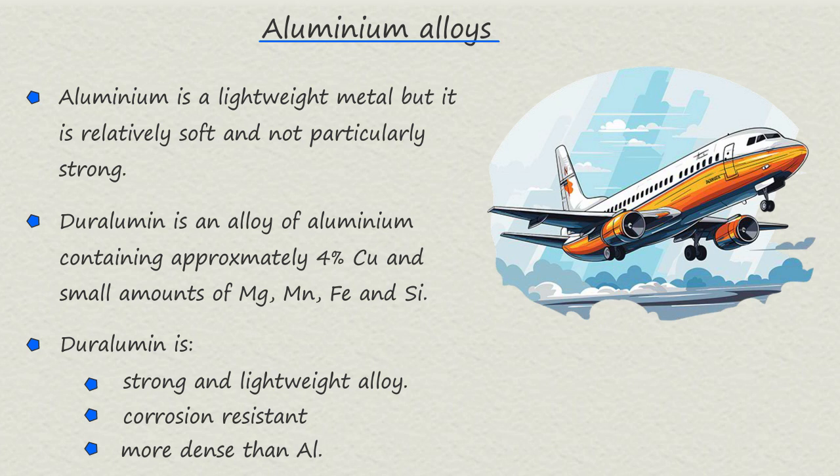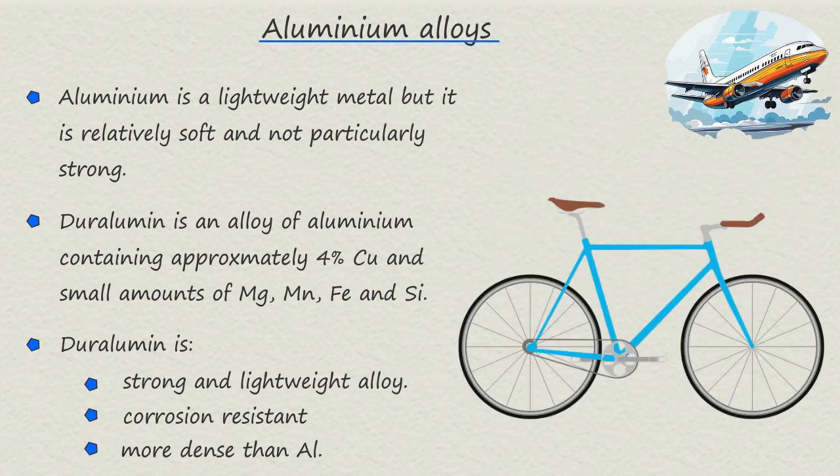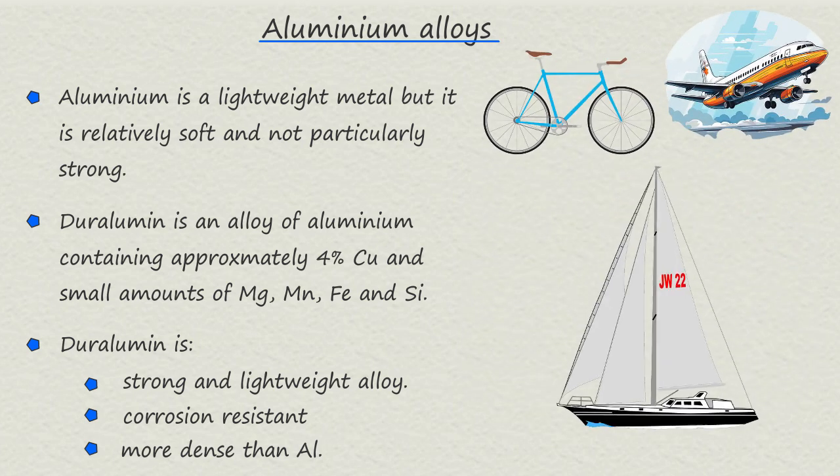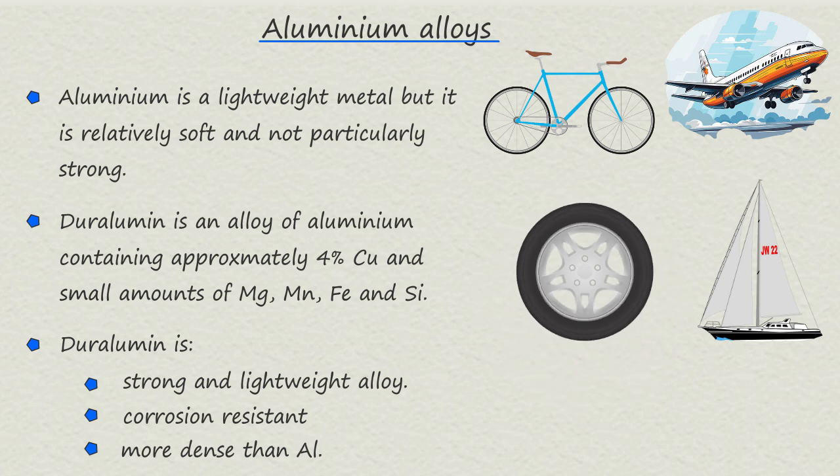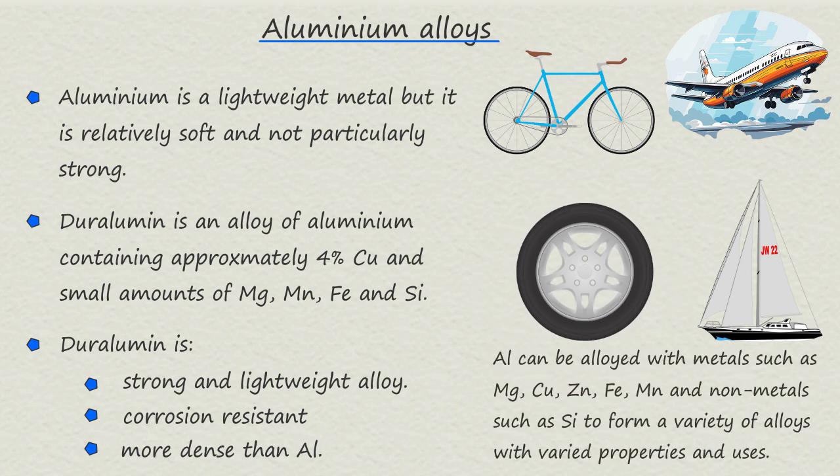Because of its properties, duralumin is used in the manufacture of aircraft parts, bicycle frames, marine parts and even car wheels. There are many different types of aluminium alloys, and depending on which metals are alloyed with the aluminium, it results in the formation of different types of aluminium alloys with different properties and many different uses.